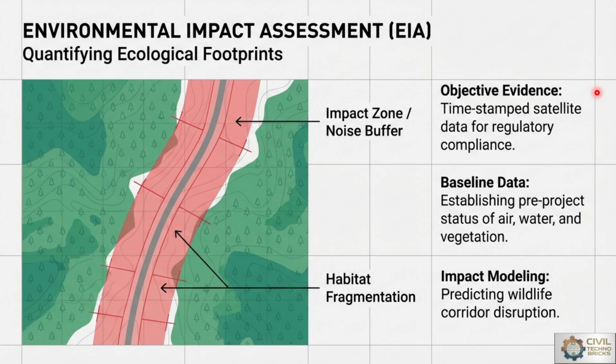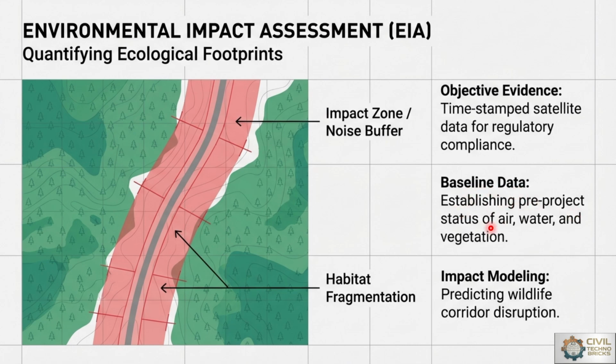Most important thing is the environmental impact assessment, which is based on ecological footprints, where we have to mark the noise buffer, that is the impact zone, and habitat fragmentation, likewise the availability of zoning. So environmental impact assessment is based on the condition of environment, the condition of topography, and the condition of disasters also. Here the objective of evidence is based on timestamped satellite data for regulatory compliance. Remote sensing allows regular monitoring of construction progress over large project areas so that we can compare the construction activity, and at the same time the environmental impact assessment, based on that baseline data.